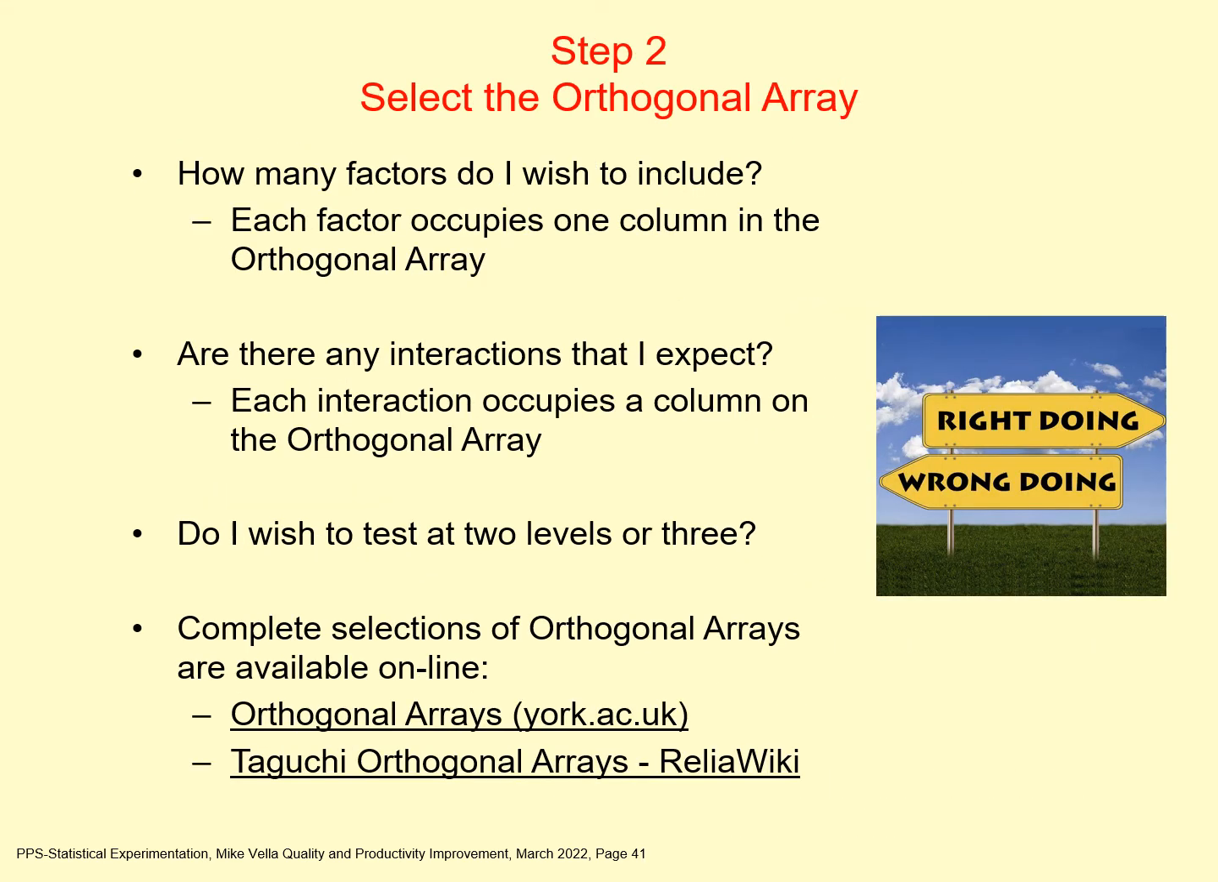Step 2 is to select the orthogonal array. So in your team's thinking, they have to consider how many factors they want to include. Remember, each factor occupies one column in the orthogonal array. They have to consider if there are any interactions, and bear in mind each interaction occupies a column on the orthogonal array. And do we wish to test at 2 levels or 3? Again, 2 levels are easier unless there's a really good reason to have 3.